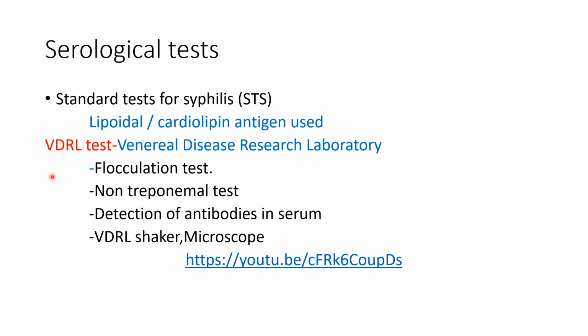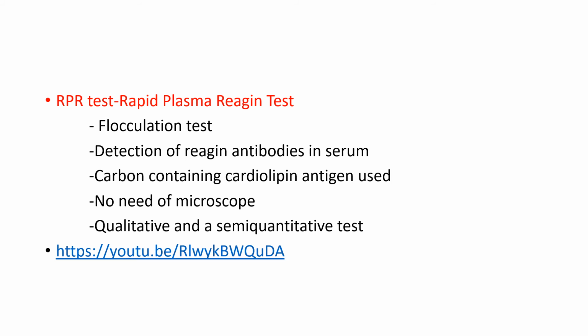This is basically a flocculation test where an antigen which is not actually taken from a treponema cell is used, and in this test we basically detect the presence of antibodies in the serum of the patient. Another non-treponemal test where we use cardiolipin antigen is the RPR test.